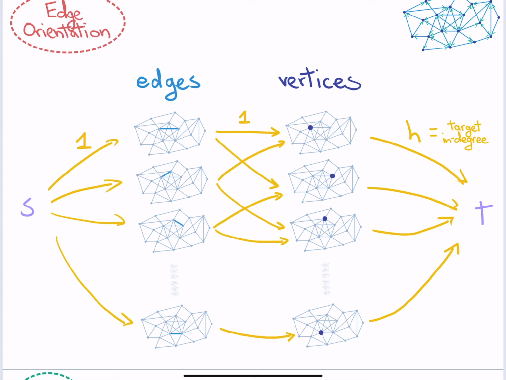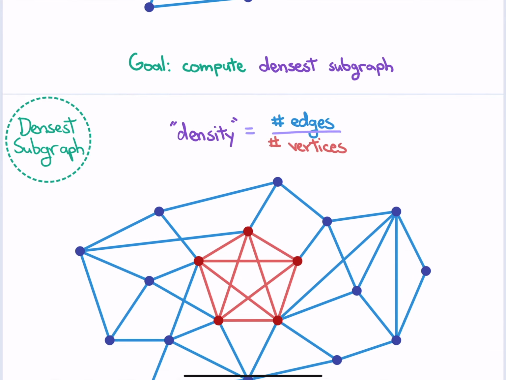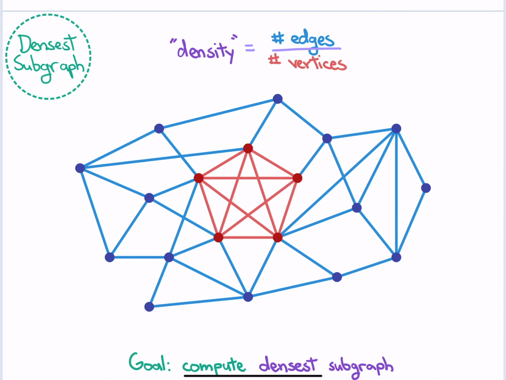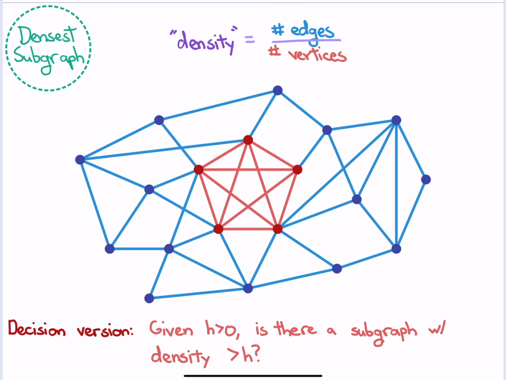All right, last one. Densest subgraph. Here the answer might be something like this. And we're going to do the same simplification, where given a parameter h, I want to know if there is a subgraph of density greater than h. So if h is 2, I think that subgraph has density more than 2, but maybe it's exactly 2, so it's okay. All right, anyway.